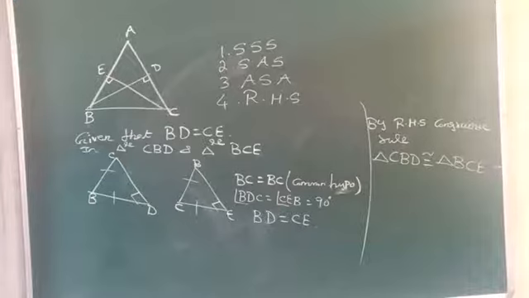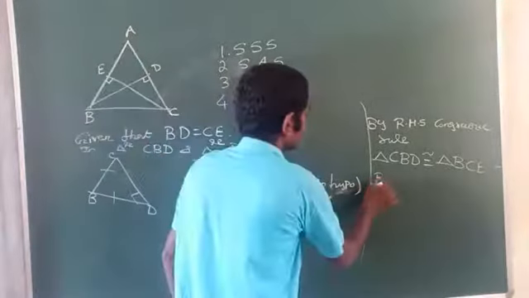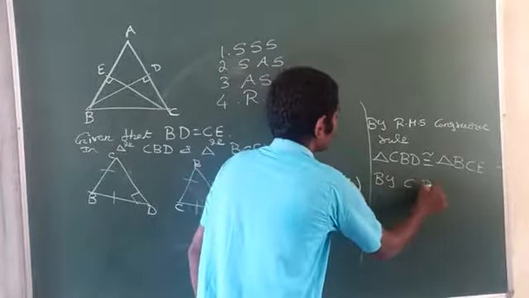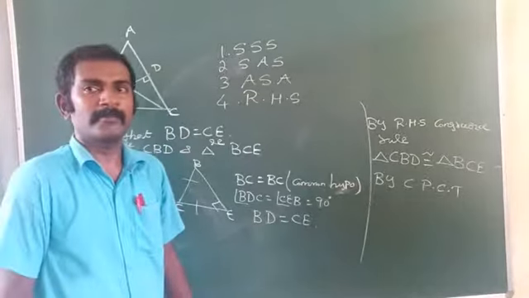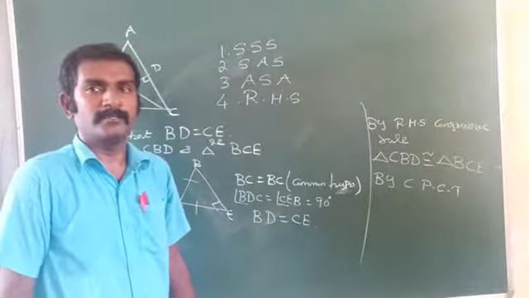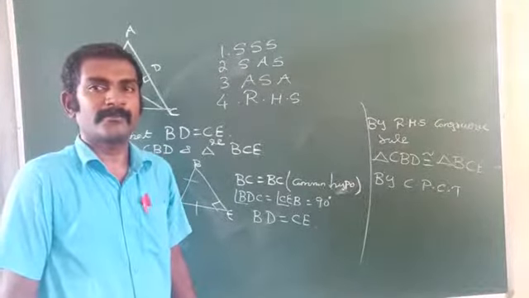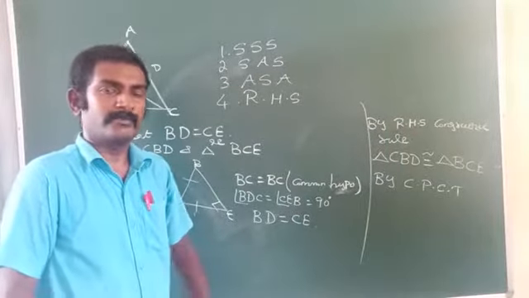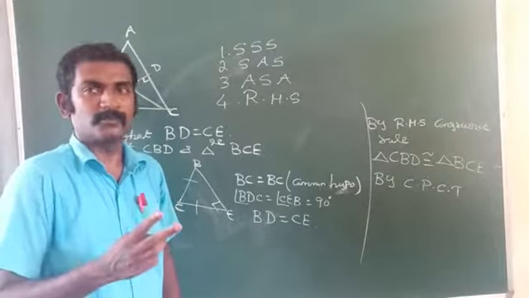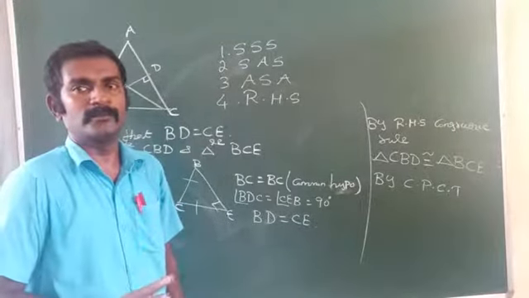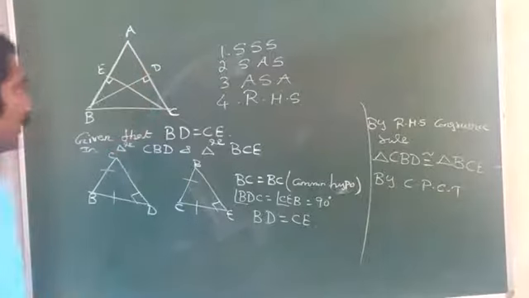Is angle DCB equal to angle EBC? Why or why not? Yes, by CPCT we can say the other three parts of the triangles are equal. CPCT means corresponding parts of congruent triangles. If the two triangles are congruent, then the other three parts of the two triangles are also equal.